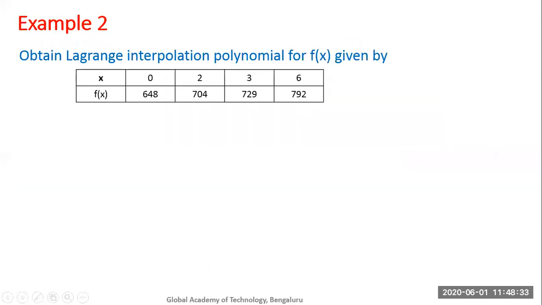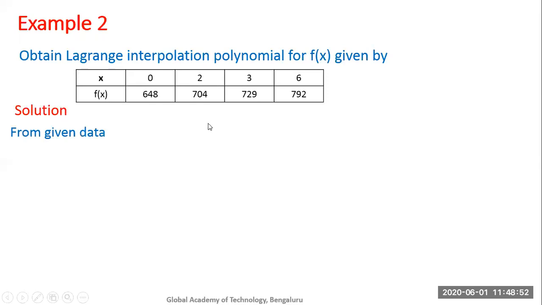Let me take one more example. Obtain the Lagrange interpolating polynomial for f of x given by x equal to 0, 2, 3, 6. The corresponding f of x values are 648, 704, 729, 792. Here we want the polynomial.